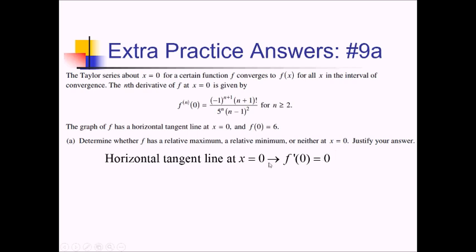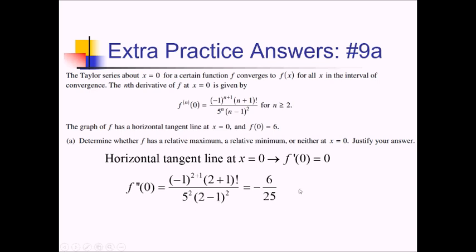Now we have to know what the second derivative at 0 is. For that we have to use this formula up here. Since we're taking the second derivative at 0, we're plugging 2 in for n. So we have negative 1 to the 2 plus 1 times 2 plus 1 factorial in the numerator. Downstairs we have 5 to the second times 2 minus 1 squared. Cleaning this up, this is a negative 1, and 3 factorial is really 6. So we have negative 6 over 25 times 1, so negative 6 25ths.